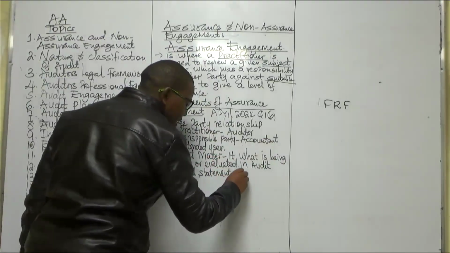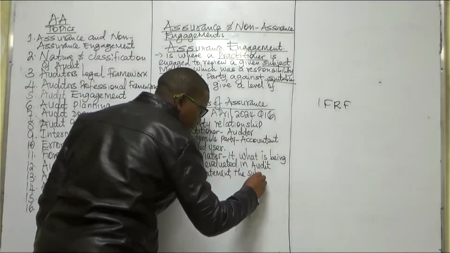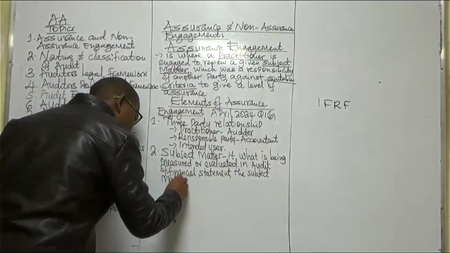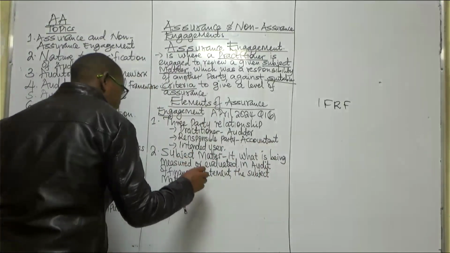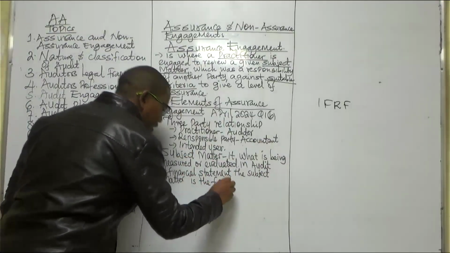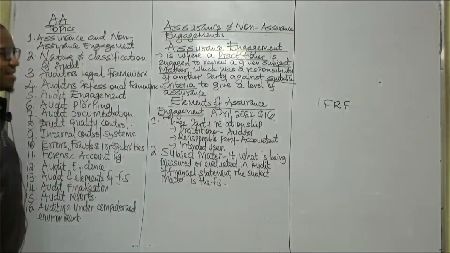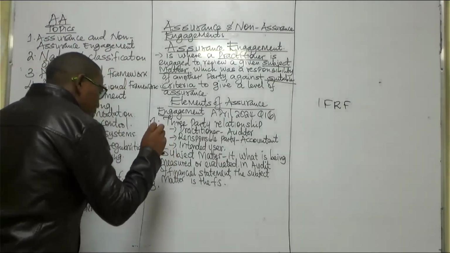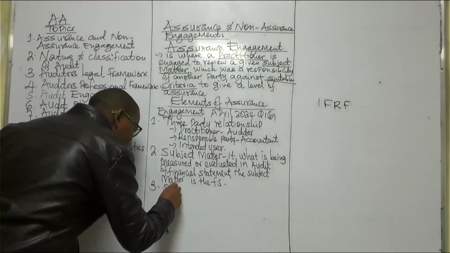The subject matter is a financial statement. Subject matter is the financial statement. That is the second element. Number three, we talk about what we call the suitable criteria.